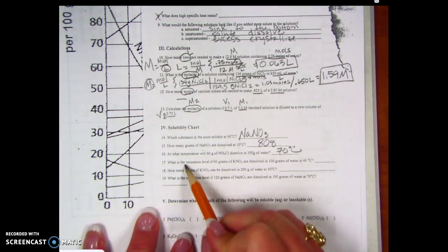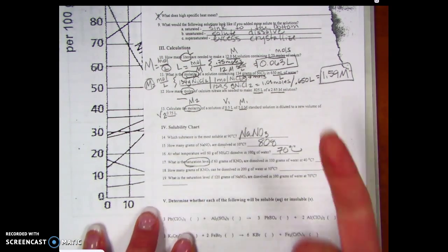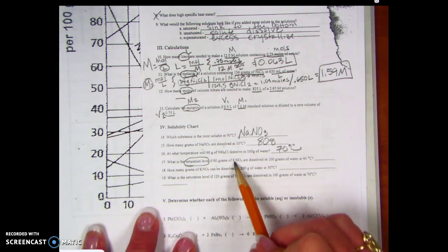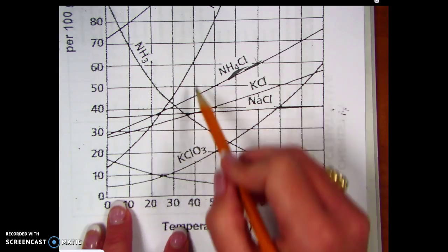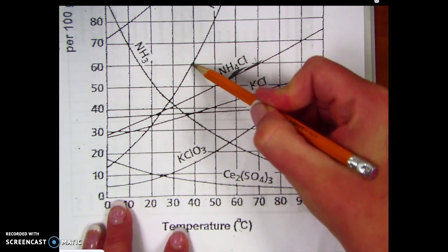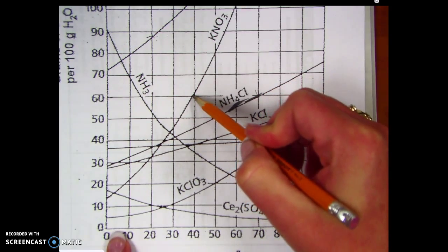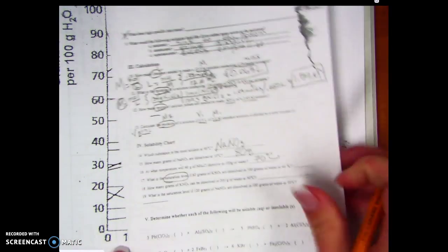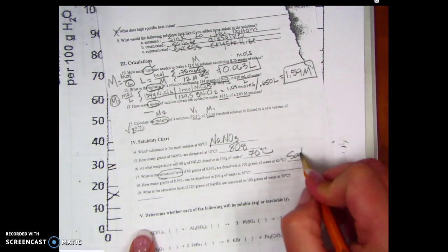Now, what is the saturation level? That's my unsaturated, supersaturated, or saturated. If 60 grams of potassium nitrate are dissolved at 40 degrees Celsius. 40 degrees Celsius, 60 grams. And we're talking about potassium nitrate. So is this on the line, above the line, or below the line? On the line. So it is saturated.